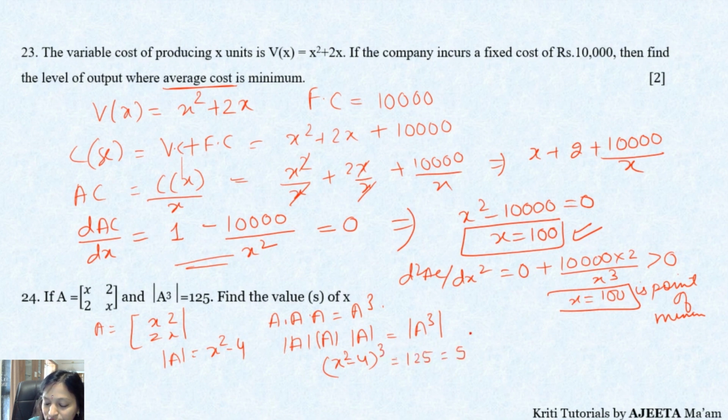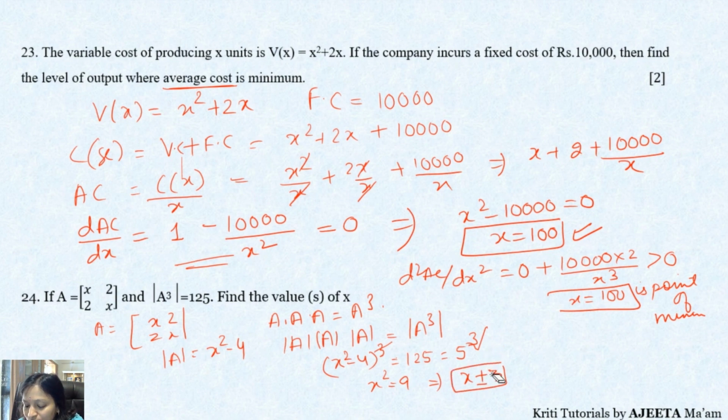And 125 is nothing but 5 cubes. So very simple calculation. You don't have to use the identity for cube at all. Just cancel the cubes from both the sides, because same roots will repeat for 3 times. So x square is 9. So x is plus minus 3.